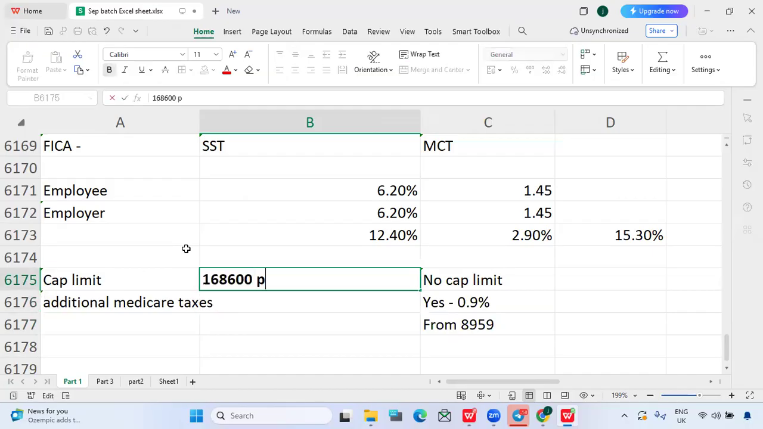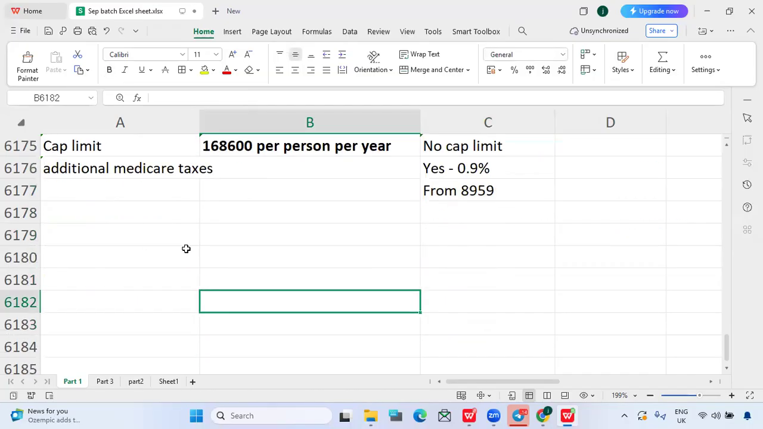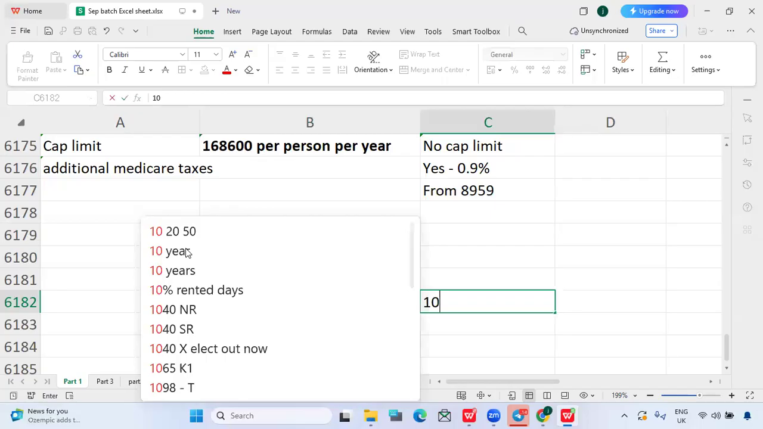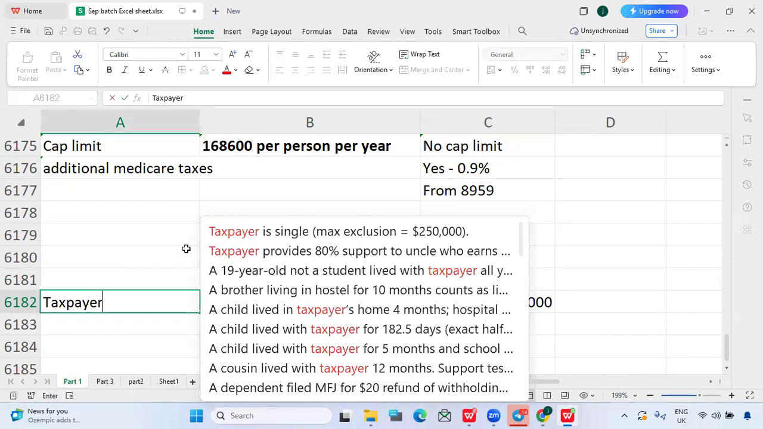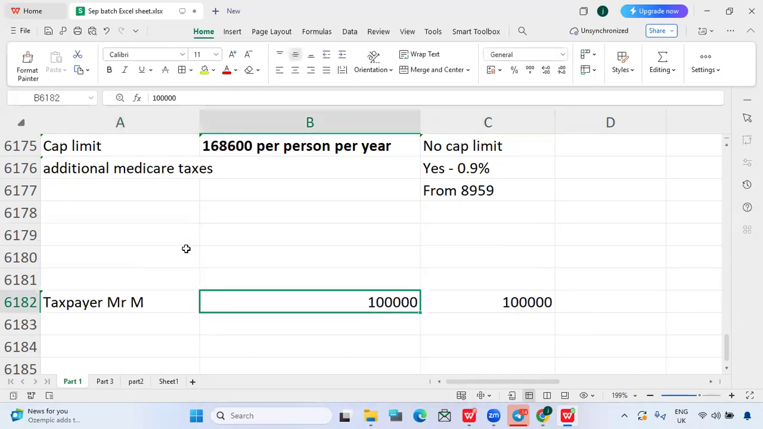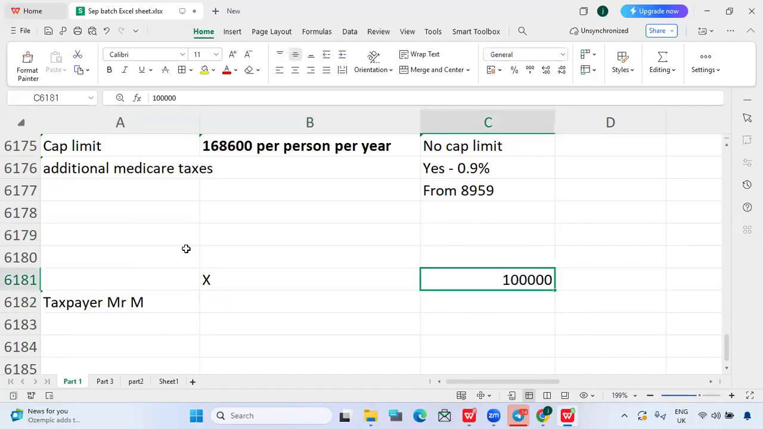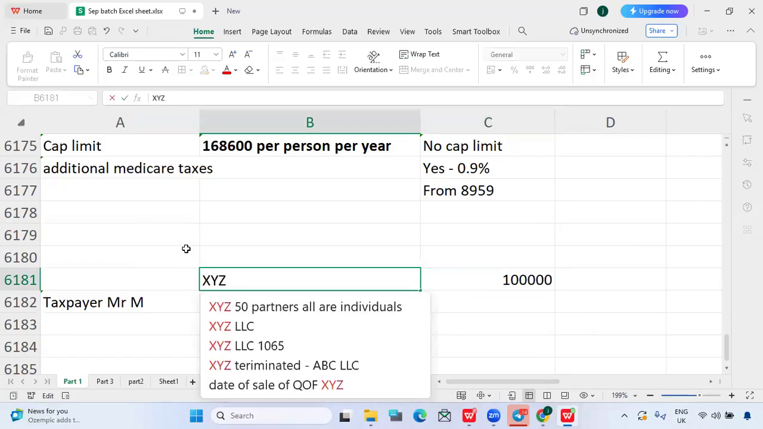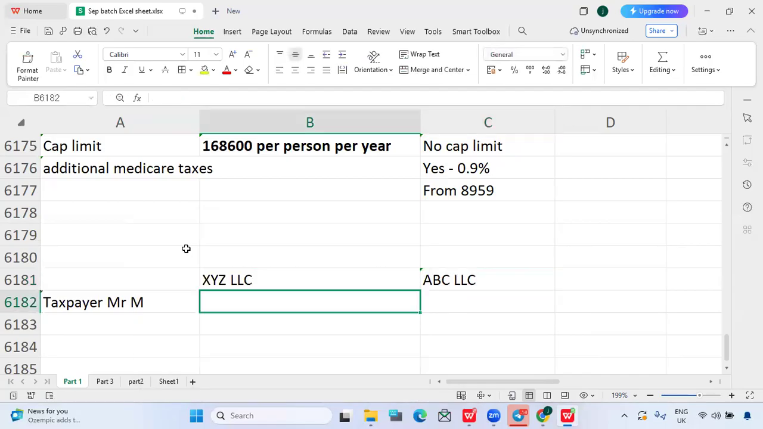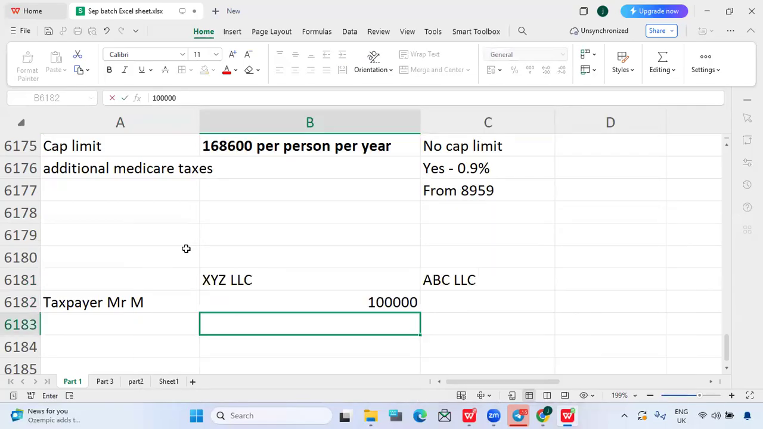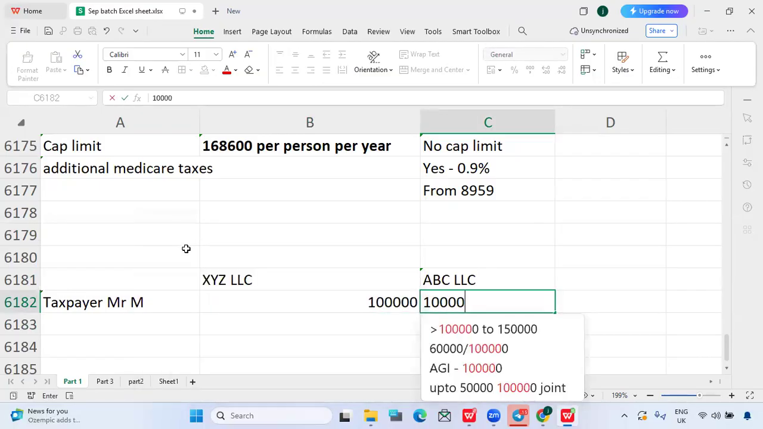So this is a per person, per year limit. Every year this amount will change. Let's say a taxpayer is working for two companies, one paying $100,000 and another paying $100,000. The same taxpayer, Mr. M, is working for XYZ LLC, and the same person is also working for ABC LLC. XYZ LLC pays him $100,000 and ABC LLC also pays him $100,000.